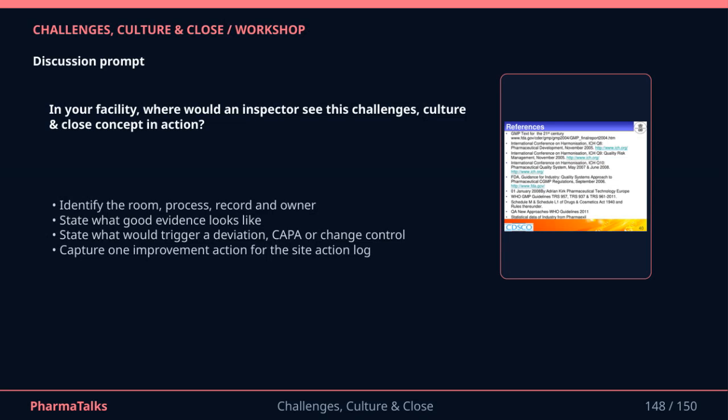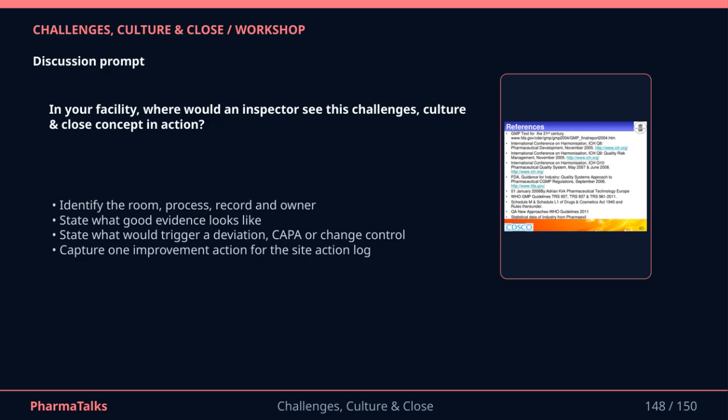Now, let's engage with the discussion prompt focused on challenges, culture, and close. Think about your facility. Where would an inspector observe these concepts in practice? Consider identifying a specific room, the process involved, the relevant records, and the responsible owner. Next, let's define what strong evidence looks like in that context.